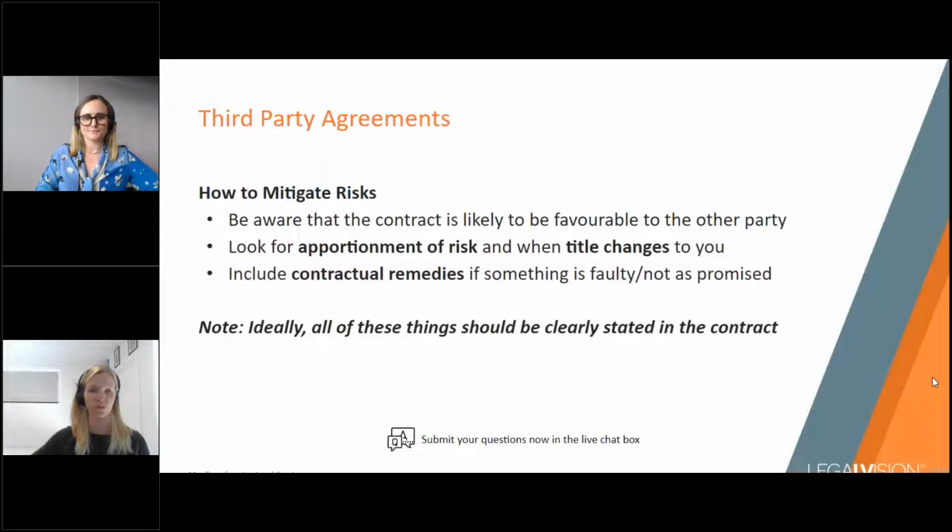Again, look for the apportionment of risk and when the title in goods changes to you. And also ensure there are remedies. So what happens if something goes wrong, the other side breaches, or if what you've been provided is not what it's supposed to be. It is really important that all of these key terms are clearly set out in the agreement so that there can be no argument should a dispute arise.